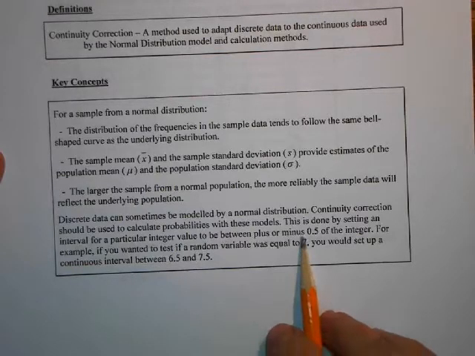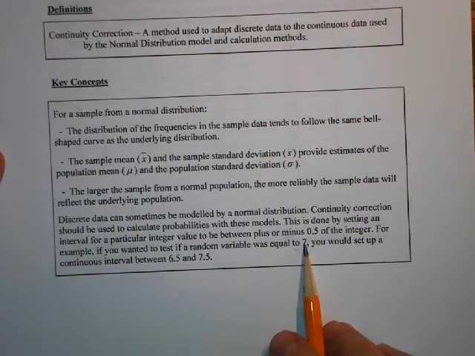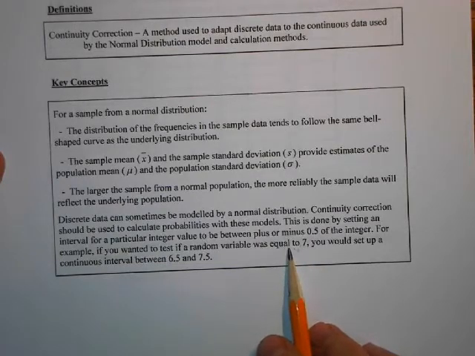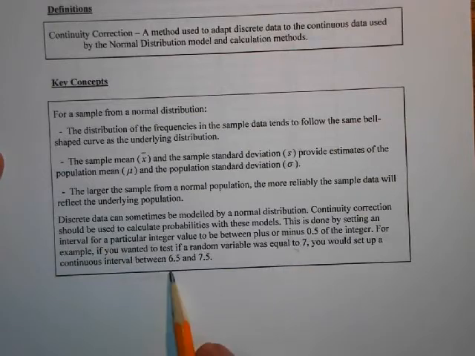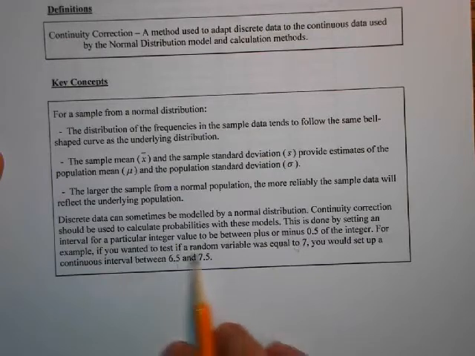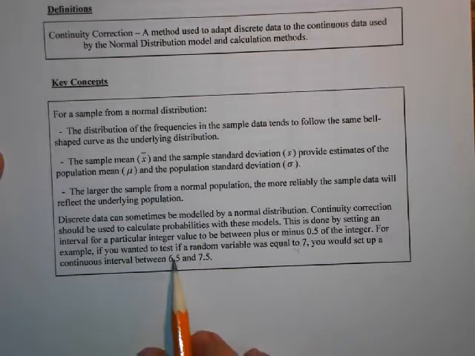What we do, though, since the only values you can have here are integers like 6, 7, 8, 9, etc., is set up a kind of fake interval where we go plus or minus 0.5 on either side of that integer. So if we really wanted to test the probability of the random variable equal to 7, we would actually test the probability that the random variable was greater than 6.5 and less than 7.5, and that would capture basically plus or minus around 7.